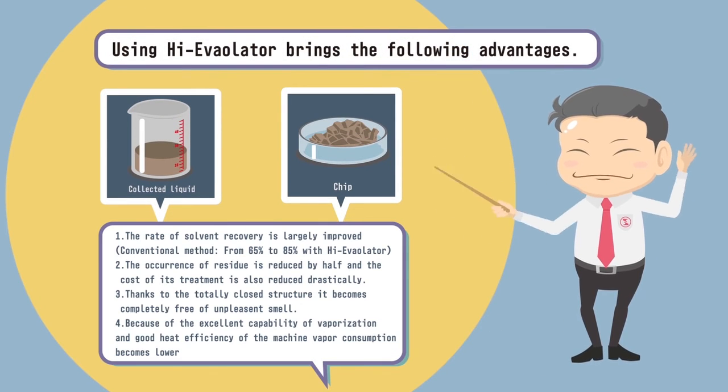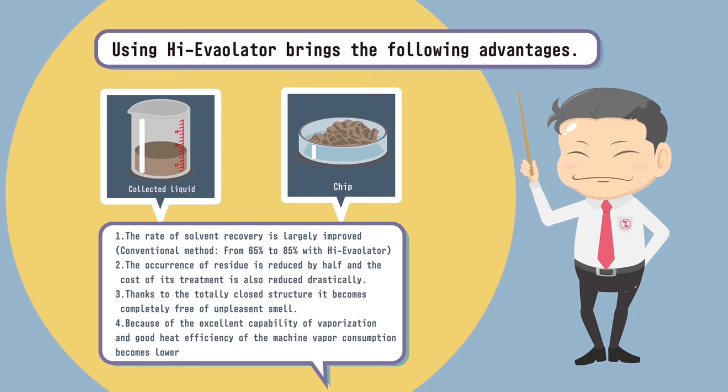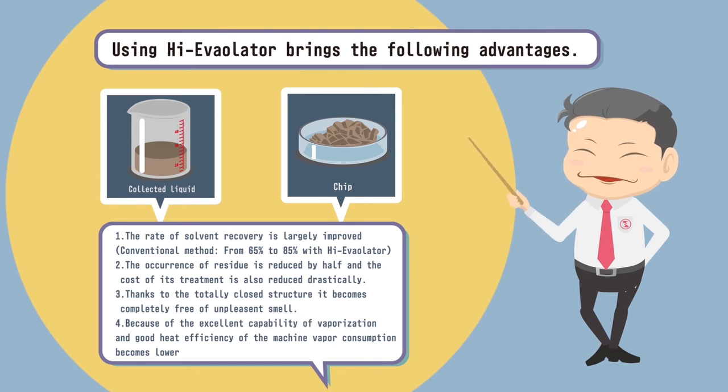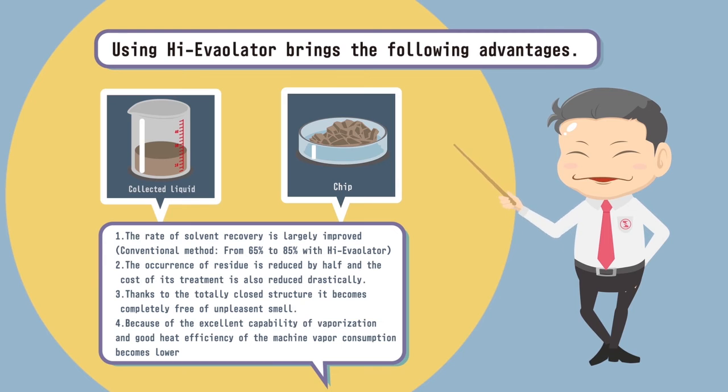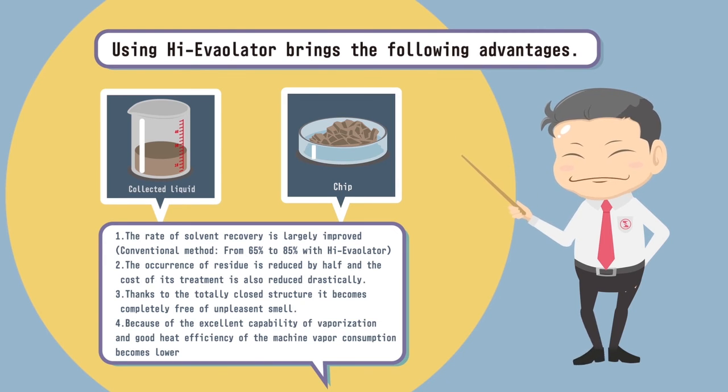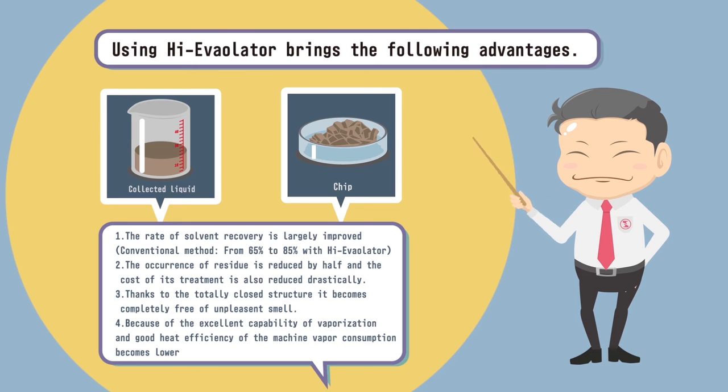Using Hi-evaporator brings the following advantages. 1. The rate of solvent recovery is largely improved. 2. The occurrence of residue is reduced by half, and the cost of its treatment is also reduced drastically. 3. Thanks to the totally closed structure, it becomes completely free of unpleasant smell. 4. Because of the excellent capability of vaporization and good heat efficiency of the machine, vapor consumption becomes lower.